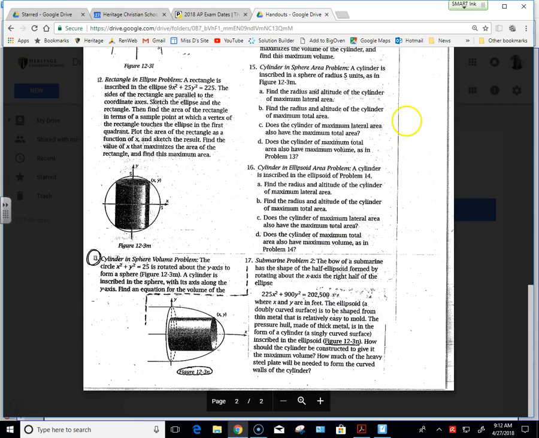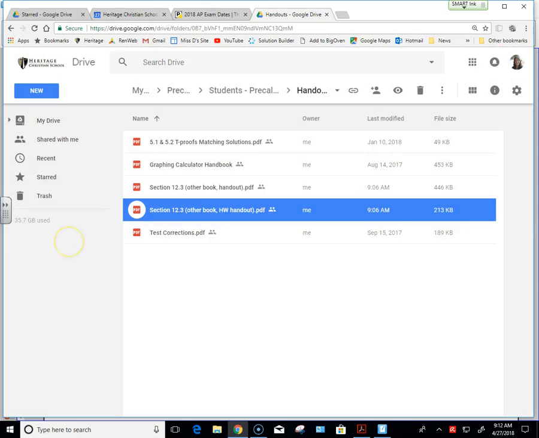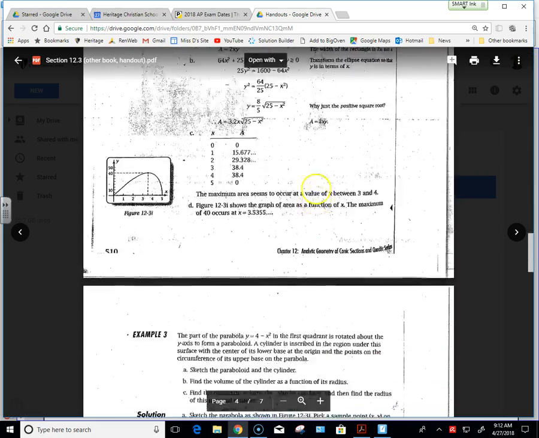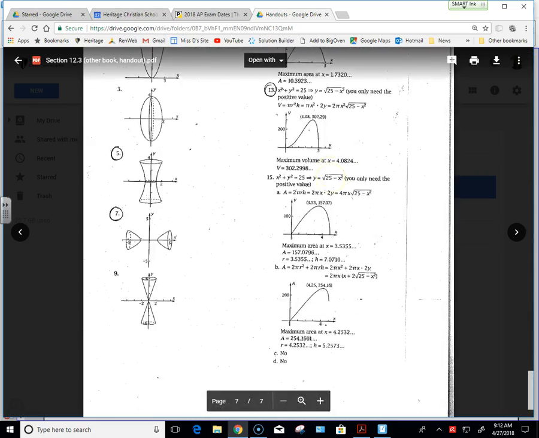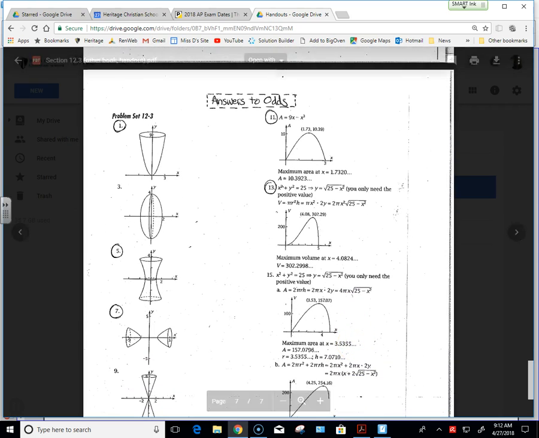And if you guys look, what happened after that blank page down here? Answers for odds. So I stole the answers from the odds so that you guys could check. And if you notice, I think I mostly assigned odds. There might have been like one even.